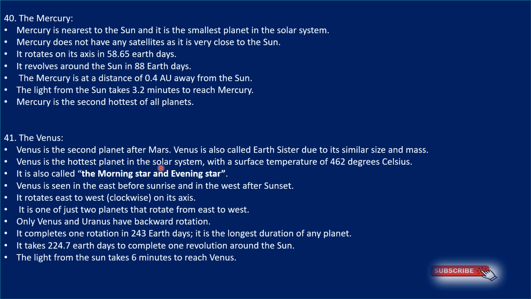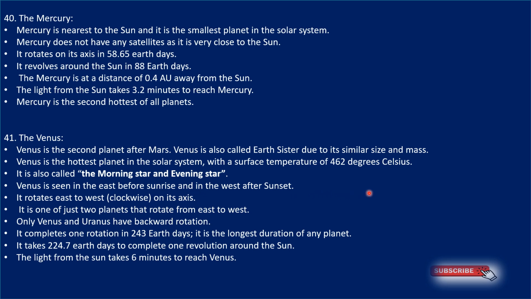Now, Venus is the hottest planet in the solar system. The first hottest planet is Venus. The next hottest planet is Mercury. Venus is the hottest planet with a surface temperature of 462 degrees Celsius. It is also called the morning star and evening star. The only planet which is called the morning star and the evening star is Venus. Venus is seen in the east before sunrise and in the west after sunset.